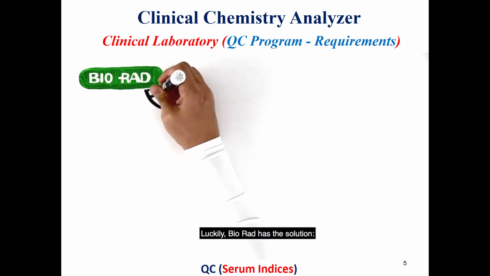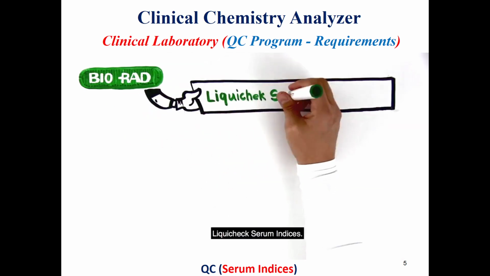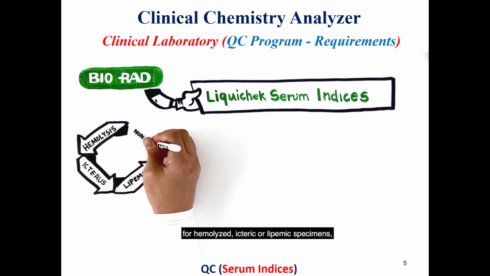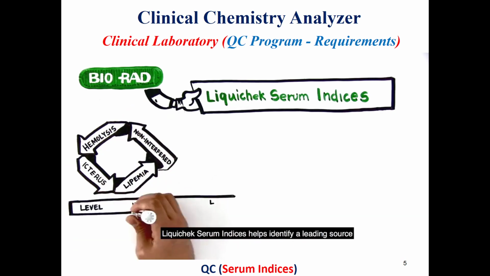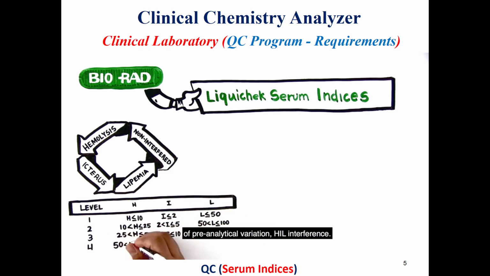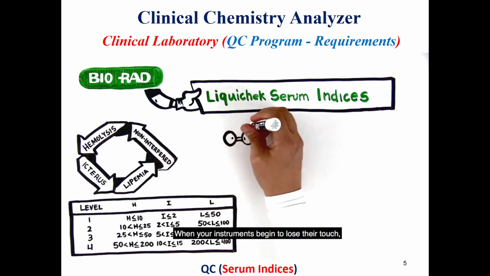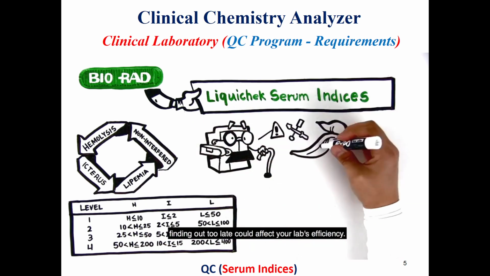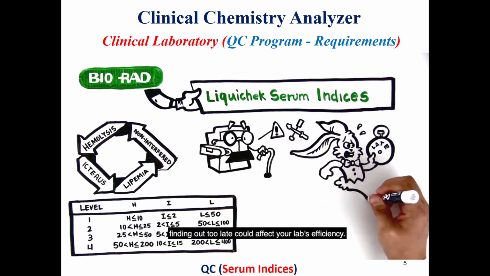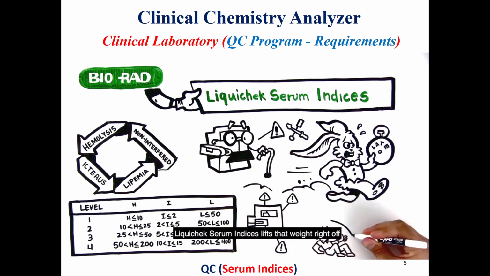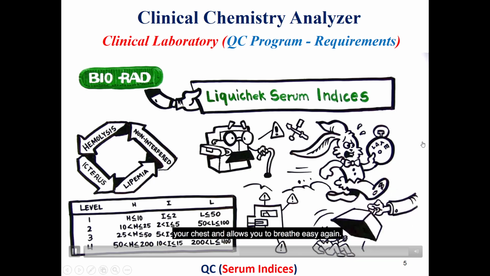Luckily, Bio-Rad has the solution: LiquidCheck Serum Indices. Designed to monitor instrument responses for hemolyzed, icteric, or lipemic specimens, LiquidCheck Serum Indices helps identify a leading source of pre-analytical variation, HIL interference. When your instruments begin to lose their touch, be they old or simply in need of service, finding out too late could affect your lab's efficiency. By giving you advanced warning the moment an instrumentation issue is detected, LiquidCheck Serum Indices lifts that weight right off your chest and allows you to breathe easy again.